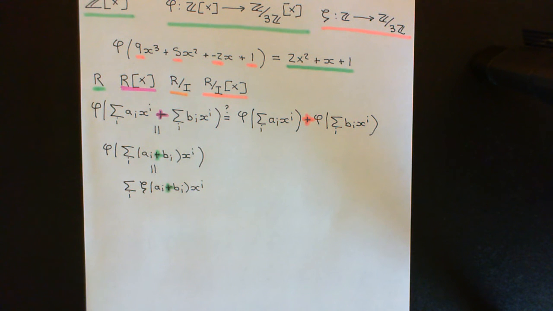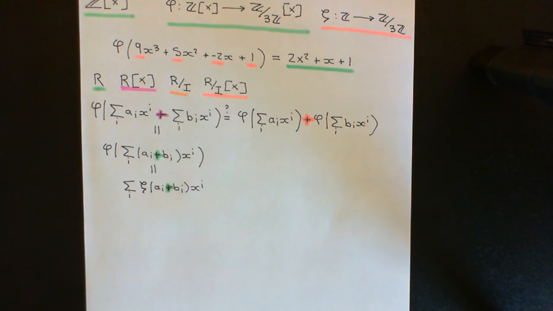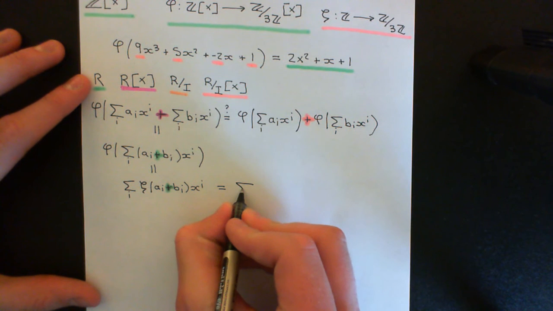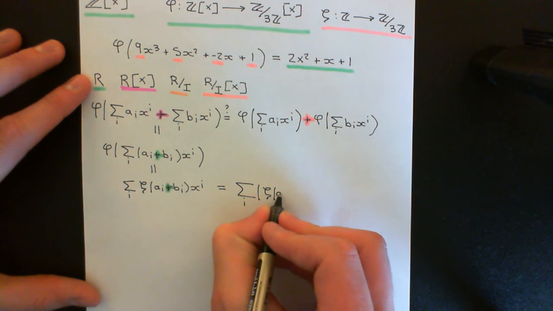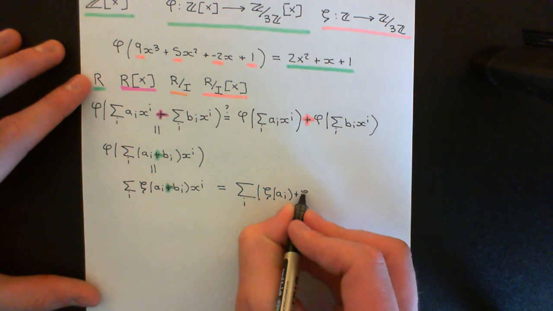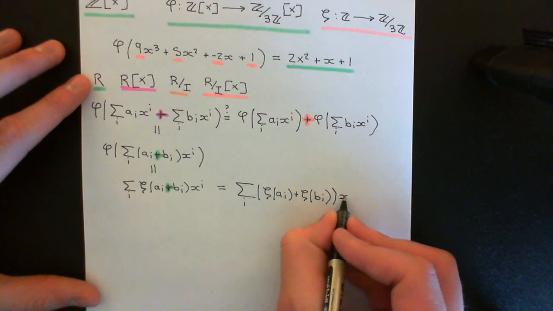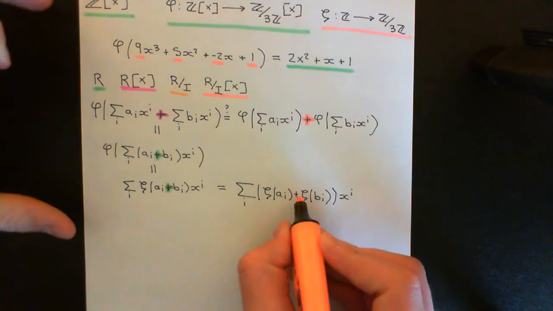Now what can we do here? We can now apply the fact that zeta is a ring homomorphism from R to R quotiented out by I. And we can now apply the fact that addition is compatible between the two. So we can now split this up like so, and I'll write this over here. It'll now become the sum over i of zeta a_i plus zeta b_i, and then all in front of x^i, and now this addition will be addition in the quotient ring, R quotiented out by I, so I'll colour that in green.